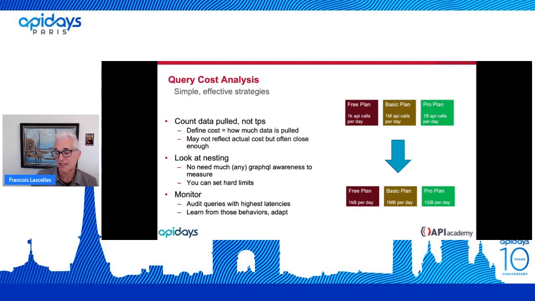And of course, it's also important to monitor your APIs. And in this case, you want to maybe pay special attention and audit queries that seem to produce the highest latencies. That would be a smart thing to look for and learn from those behaviors and adapt accordingly.